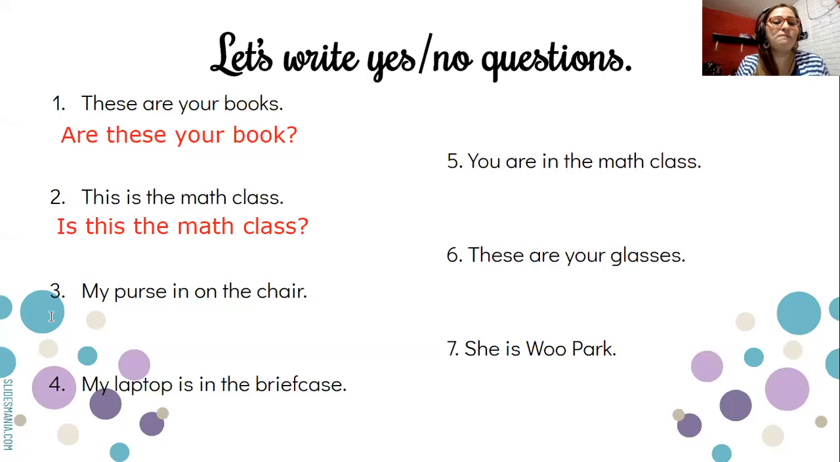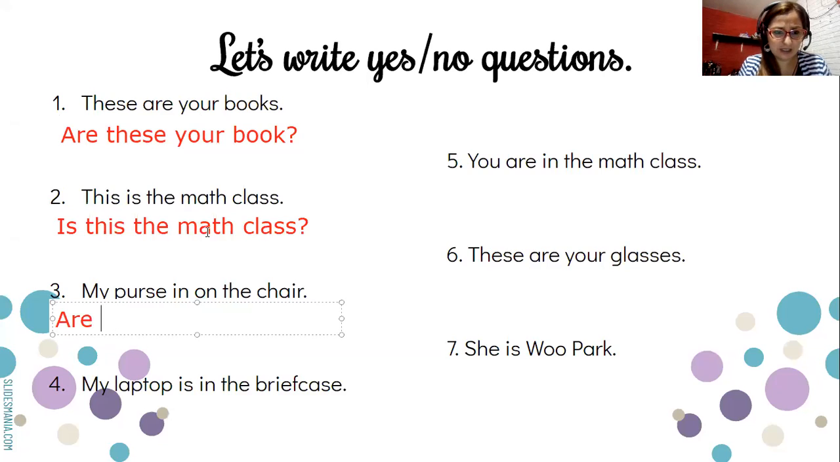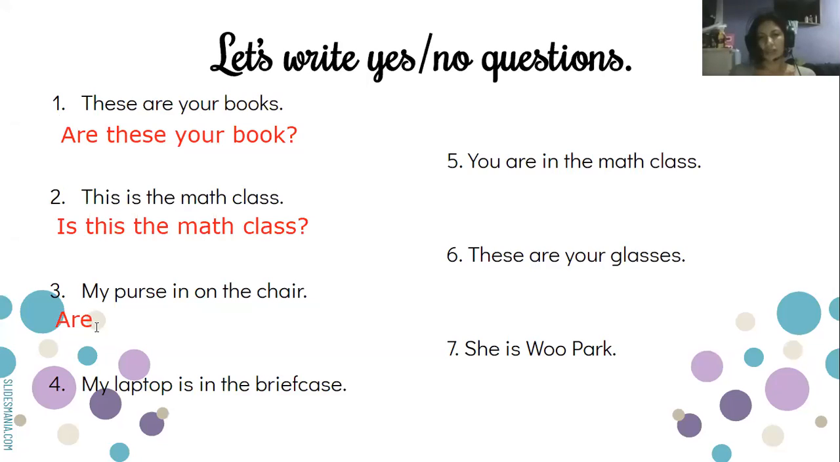All right, my purse is on the chair. What could be the question here? Are my purse on the chair? Are or is? Is. Fíjense que con ustedes siempre me equivoco, me ponen nerviosa. Okay, let me correct the mistake because here it's is. I'm sorry about the mistake. It's is, not are.